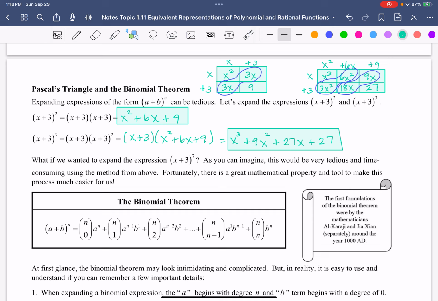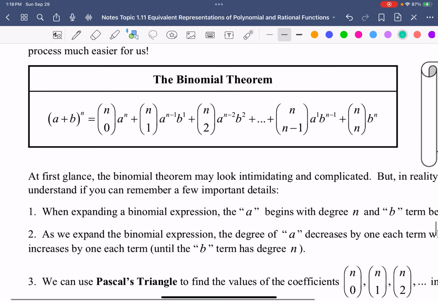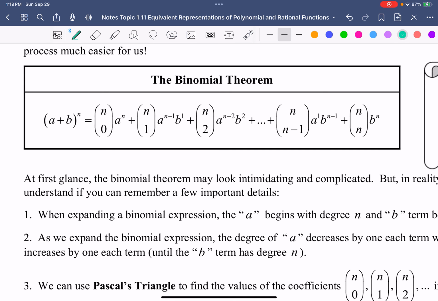Okay, now it wasn't that difficult, but what if we wanted to expand the expression x plus 3 to the power of 7? Are you going to sit there and write it out 7 times and multiply it over and over again? As you can imagine, this would be very tedious and time-consuming using the method from above. Fortunately, there is a great mathematical property and tool to make this process much easier for us, and it is called the binomial theorem. So binomial, the word bi means two. What that means is that we're going to have two terms. We're going to have a plus or minus b. And then you're always going to have a degree, which is n.